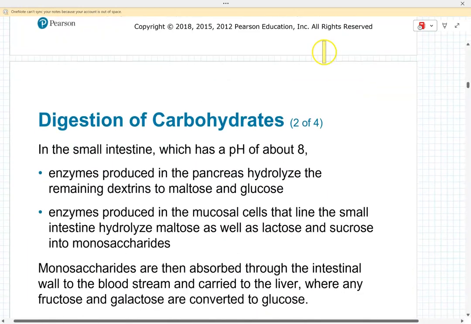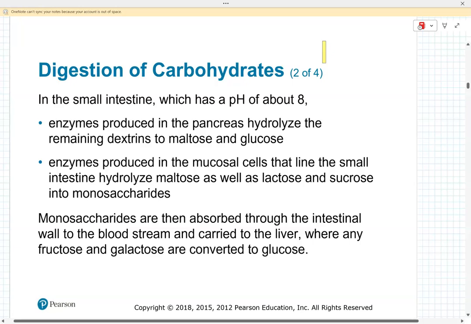But then those carbohydrates enter the small intestine where pH is much closer to neutral, and effectively all di- and trisaccharides are broken down to glucose. If we're talking about sugar, fructose, and if we're talking about the milk sugar, galactose. Does that make sense to you?